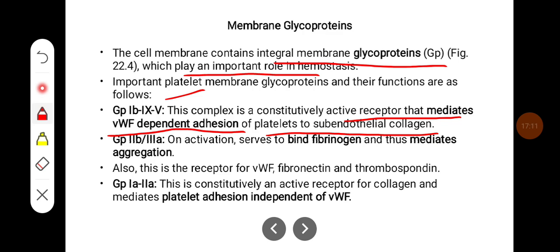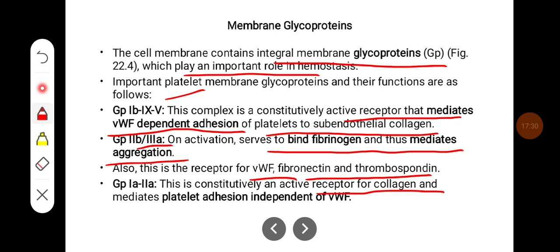Glycoprotein 2b-3a, on activation, serves to bind fibrinogen and thus mediates aggregation. Also, this is the receptor for von Willebrand factor, fibronectin, and thrombospondin. Glycoprotein 1a and 2a: this is a constitutively active receptor for collagen and mediates platelet adhesion independent of von Willebrand factor.